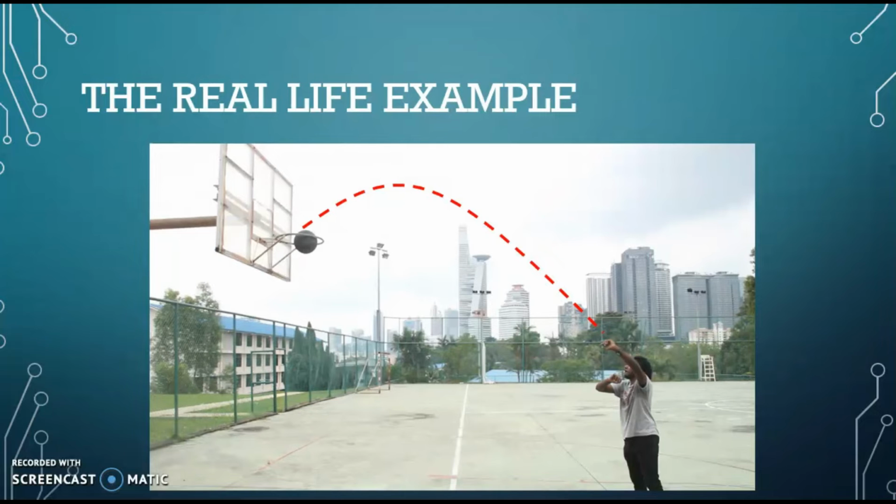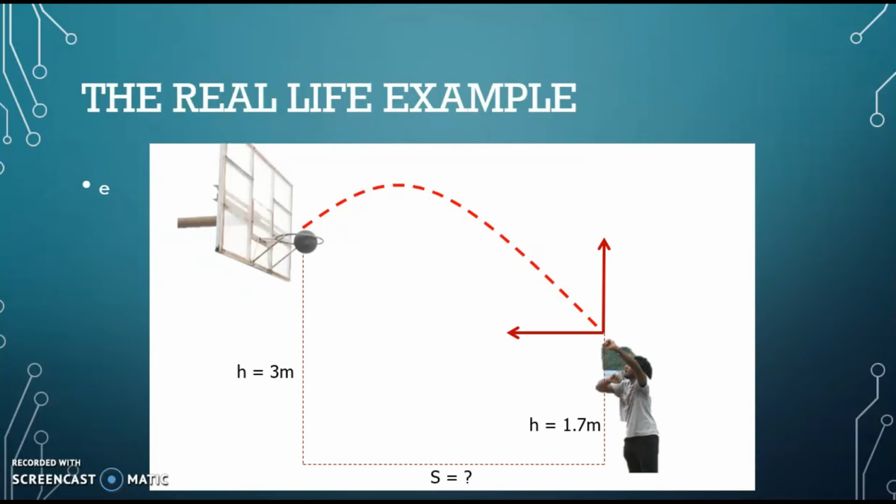Right, so the real life example that we chose is basketball. How do we shoot the basketball every time so that the basketball will land inside the hoop every time? So first we drew the trajectory of the ball on a Cartesian plane. This is what we did.